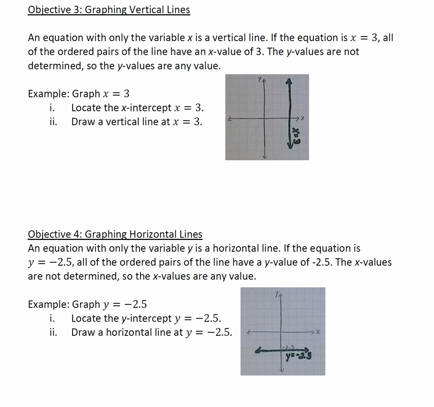To graph x equals 3, the first thing I do is locate the x-intercept, or the value of 3 in this case, on the x-axis, and I draw a vertical line.